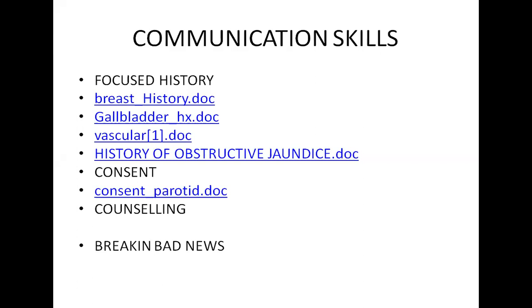If we come to the focused history stations, then we have some examples. This is actually from the bank of the faculty of medicine, and it appeared a long time ago. A 55-year-old lady complaining of a right breast lump. Instruction to the candidate: take a history from this lady with a breast complaint. The examiner will observe you while taking the history. And these are the steps and the marks.